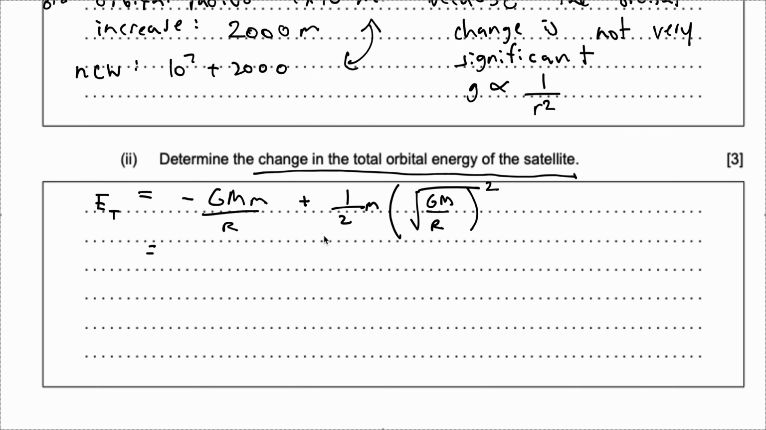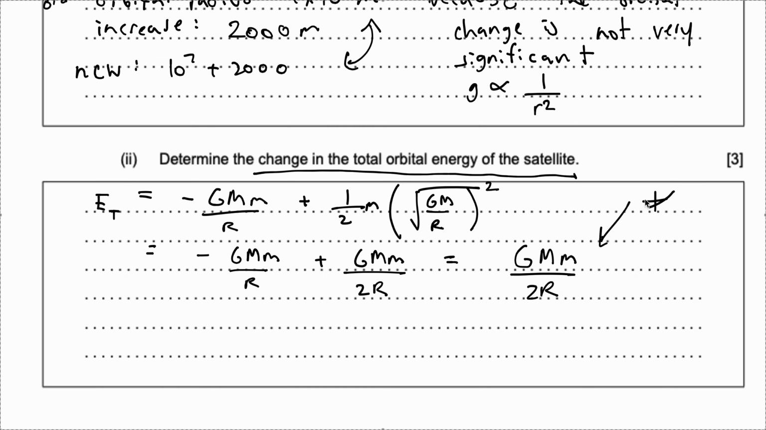So basically, if I were to simplify this expression, I'd get negative GMm over r plus GMm over 2r. Now, if I were to make a common denominator, I would simply get the expression for the total energy to be negative GMm over 2r. Now, this is a very important expression for total gravitational energy. So remember this. You don't need to do this proof every time. Just remember this, and that'll make your life a lot easier.